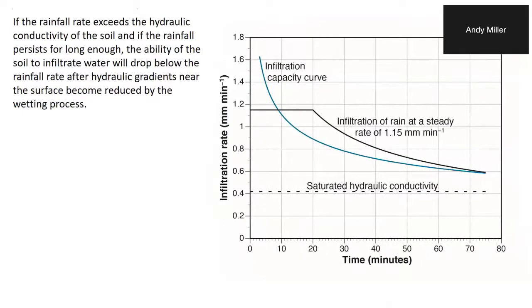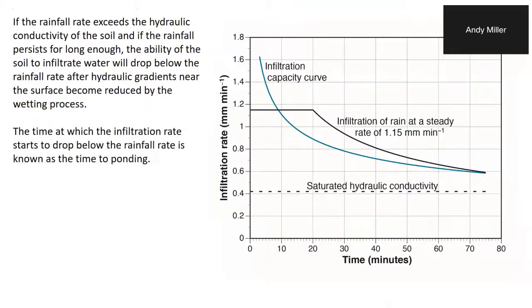So this actually is just continuing on this theme. It says the rainfall rate exceeds the hydraulic conductivity of the soil. And if the rainfall persists for long enough, the ability of the soil to infiltrate water will drop below the rainfall rate after the hydraulic gradients of the surface become reduced. In this case, the rain rate is less than the ability of the soil to transmit the water, which is why it all infiltrates. It's infiltrating, but it's reducing the infiltration capacity as you go along.